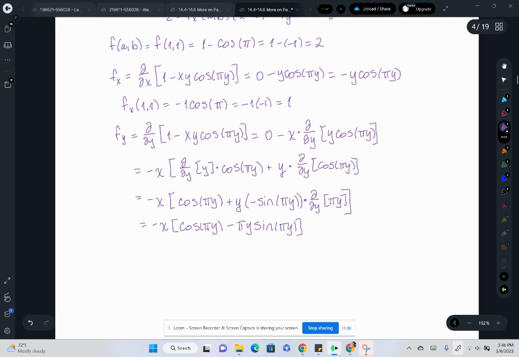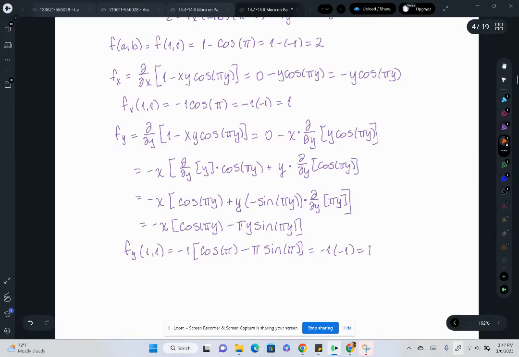Okay, now I don't need to distribute. I don't need to simplify this anymore because I just need to know what my partial derivative with respect to y is when I evaluate it at 1, 1. So on the outside, I get a negative 1 times cosine of pi minus pi sine of pi. Sine of pi is 0. Cosine of pi is negative 1. So I get negative 1 times negative 1 is 1.